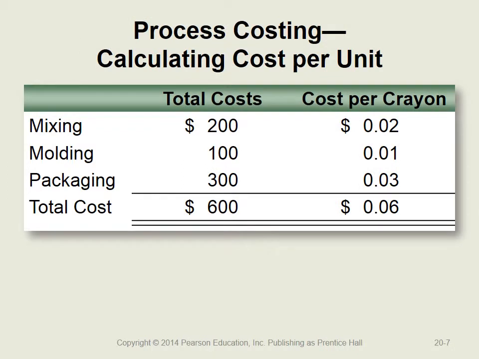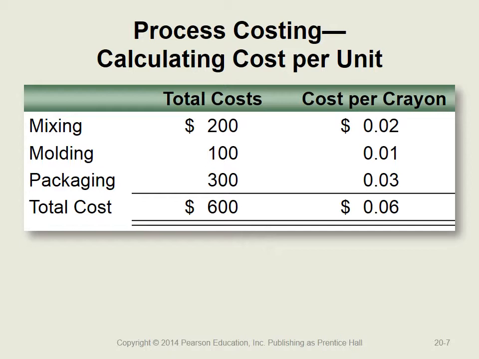As we look at how process costing works, we'll be using Cheerful Colors, which is a made-up crayon manufacturing company, for all of our examples. Cheerful Colors has three processes in its production process: mixing, molding, and packaging. The mixing department combines direct materials such as paraffin, wax, and pigments. The heated mixture is pumped to the molding department where it is poured into molds.